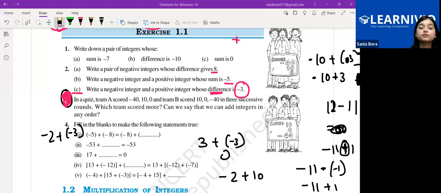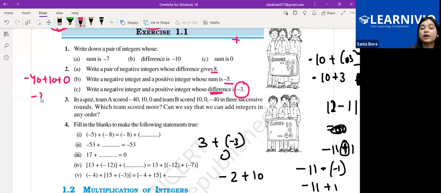Ma'am, it's a tie. What about others? It's a tie, ma'am. Okay, so let's quickly solve it and see how it is a tie. 40 minus 40 plus 10 plus 0. So, of course, plus minus minus, what did you get? Minus 30. Yes, ma'am.